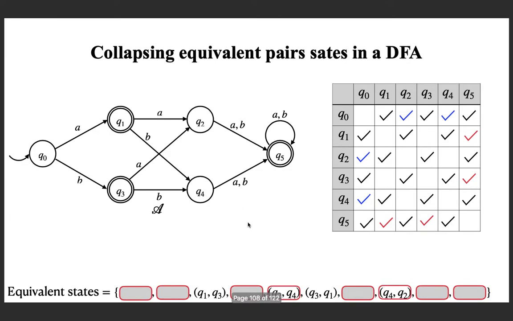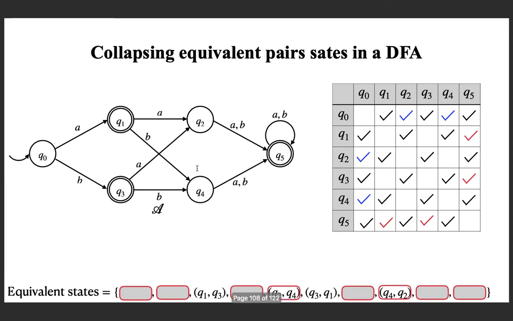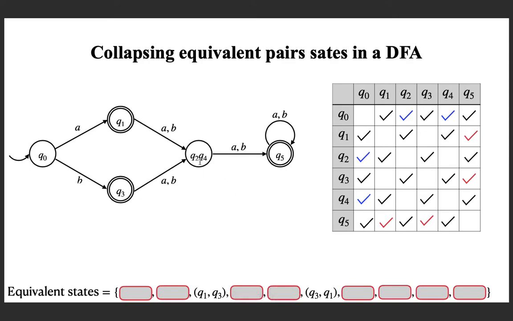Now, if you look at these two pairs, it is Q2 Q4 and Q4 Q2, the same set of pairs. So, you want to collapse them into a single state. What do you do? You merge them into a single state and redirect all these arrows to that state. That is what I did. And outgoing arrows you are taking from the same merged state.